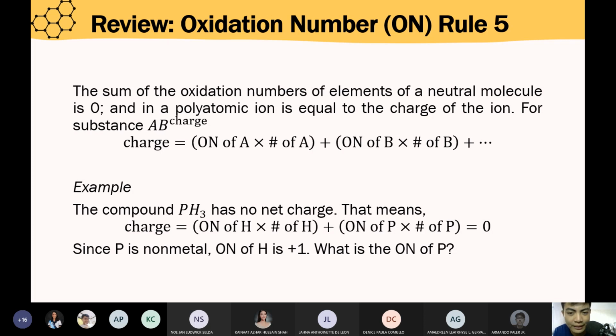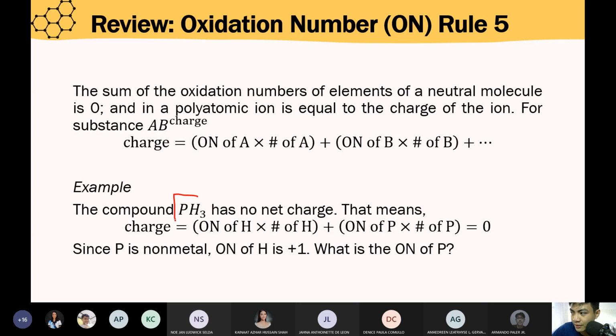So, for rule number 5, ito yung may equation. Rule number 5 states that the charge of your molecule is the sum of the individual oxidation numbers of your elements in the formula. So if we have this formula AB, with the charge as an exponent, sabi diyan, the charge is the sum of the oxidation numbers of your elements times kung ilan sila. So oxidation number of A times ilan siya, oxidation number of B times ilan siya.